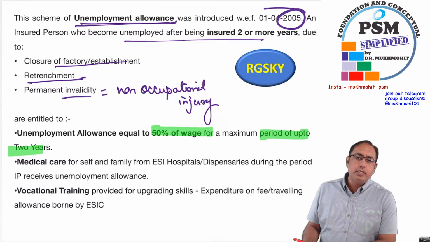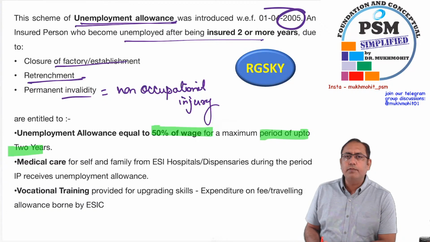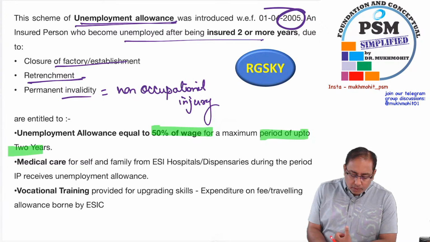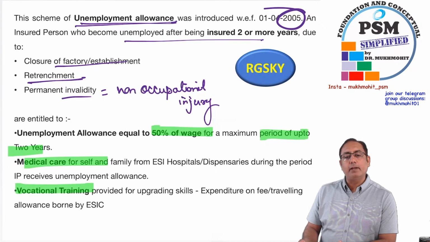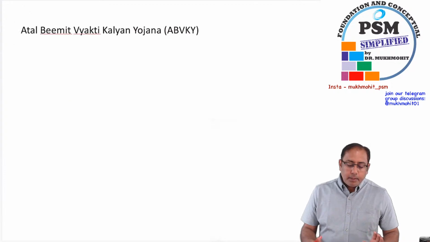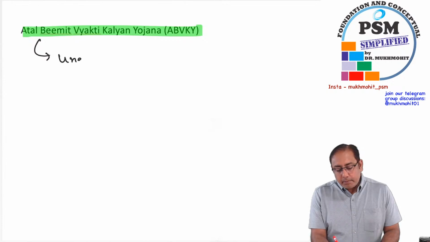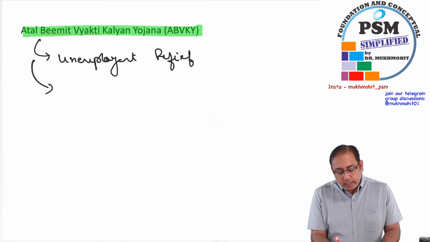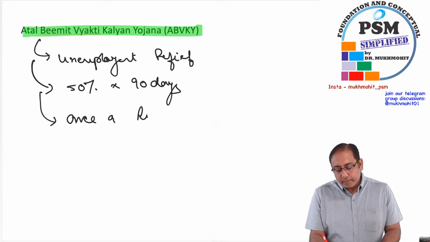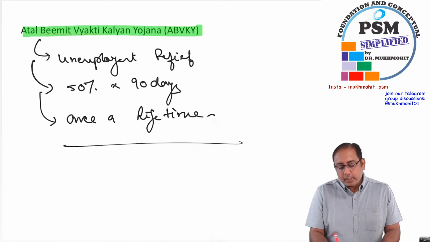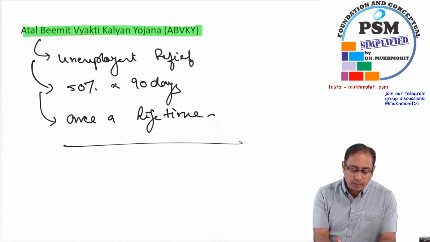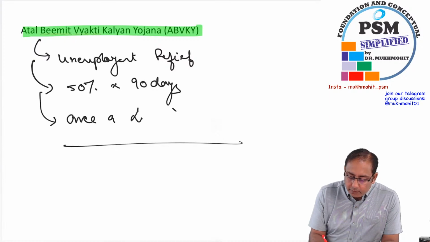During this allowance, if they were laid off because their skills were lacking, they can do vocational training, and medical care is provided. Okay, Atal Bimit Vyakti Kalyan Yojana. It is unemployment relief. It is again 50% of wage given for 90 days, and it is availed once in a lifetime. Once in a lifetime. And this is separate from Rajiv Gandhi Shramik Kalyan Yojana.